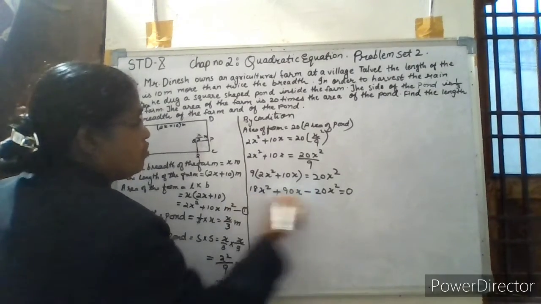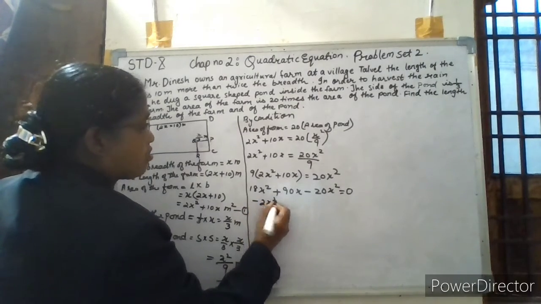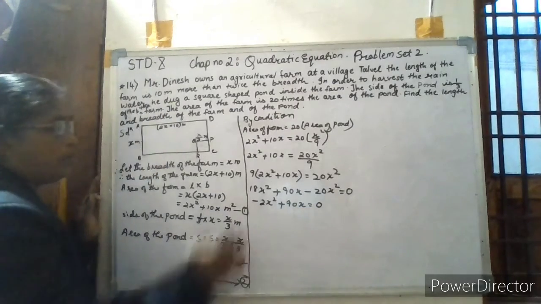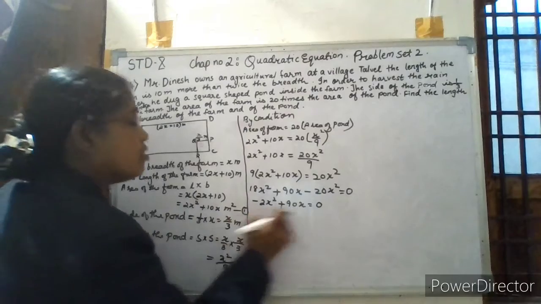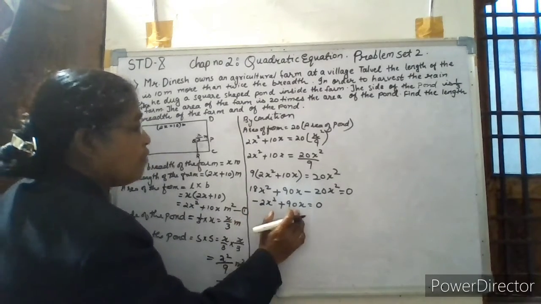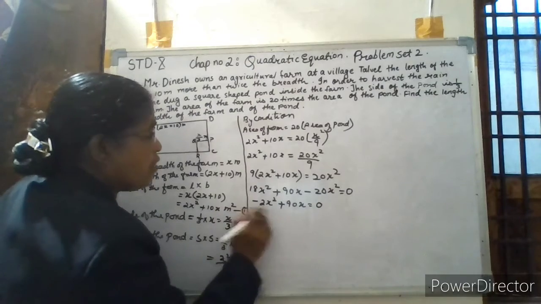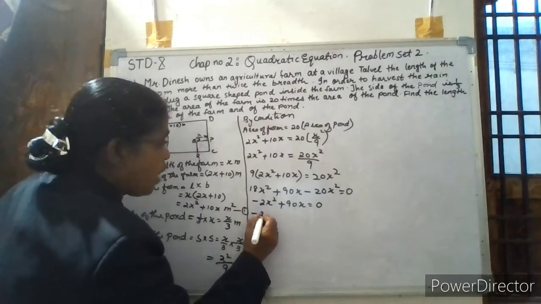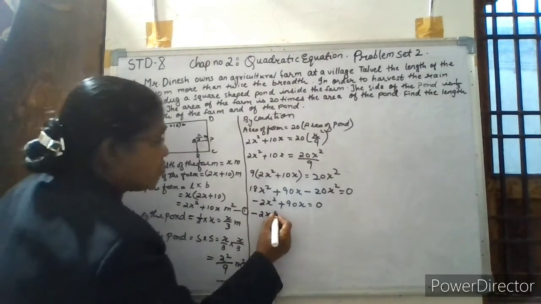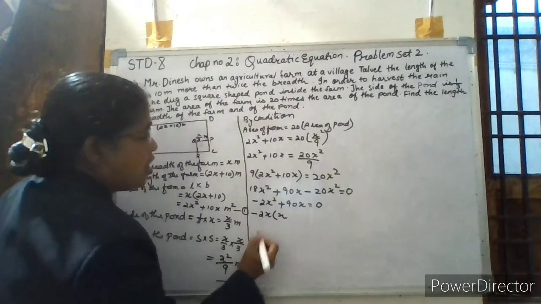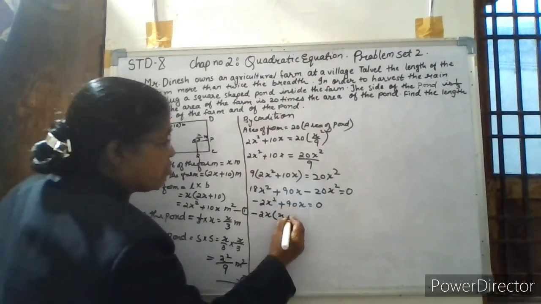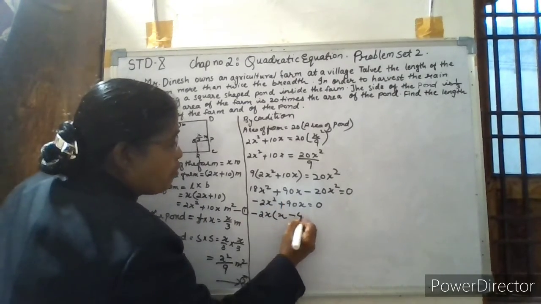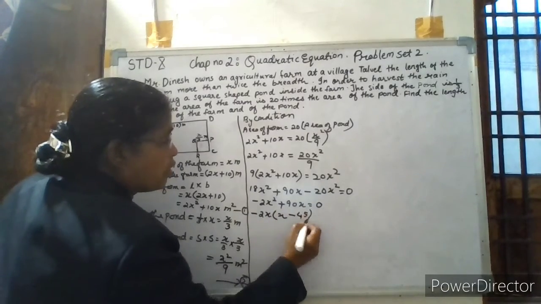If we solve these two, we will get minus 2x squared plus 90x equal to 0 is left. Now what we can do is take out common here. So we can take out minus 2x as common. Minus 2x into minus 2x divided by minus 2x gives x, and 90 divided by minus 2 gives minus 45. So we take x out as common, equal to 0.